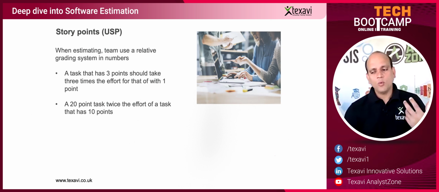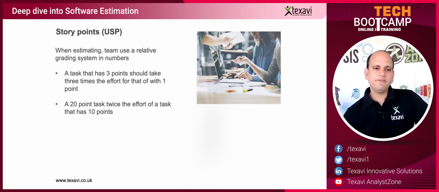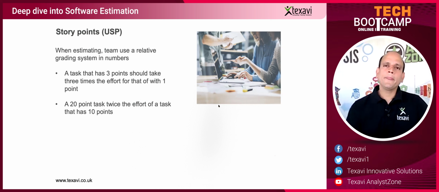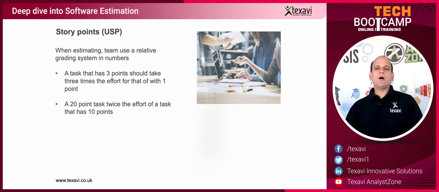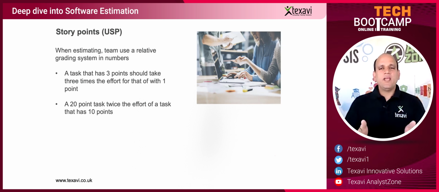So what do I mean by relative estimation? That means, for example, if you've got 1 point worth of a story, and another story worth 3 points, it quite literally means that the 3 point story would take thrice the amount of work you'll spend on the 1 point story. It's as simple as that. So what does that 1 point mean? It could be 2 days.